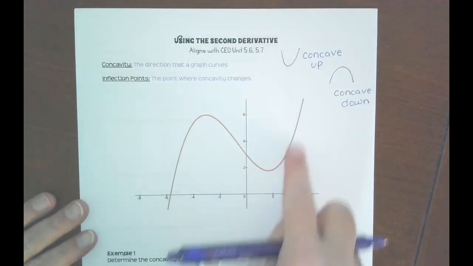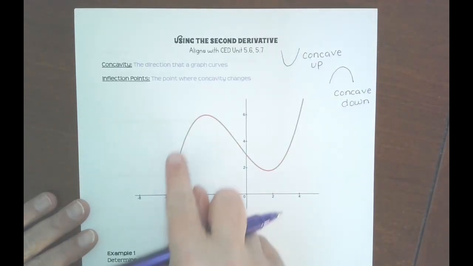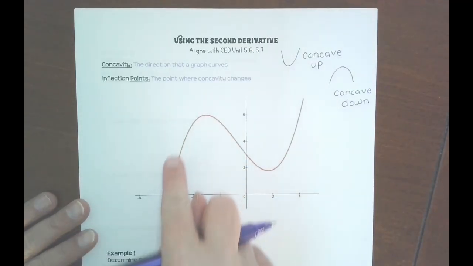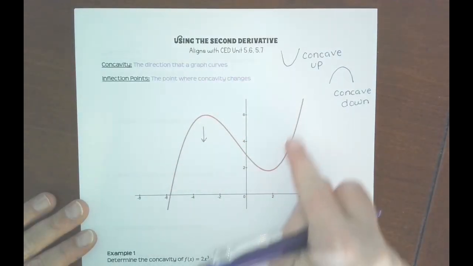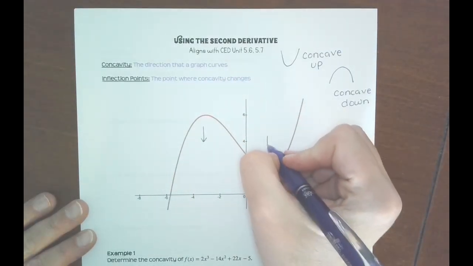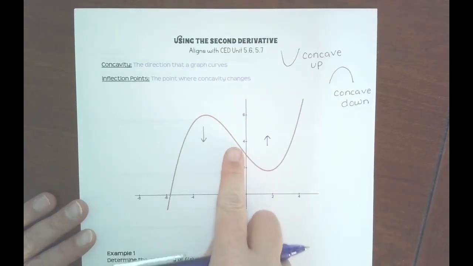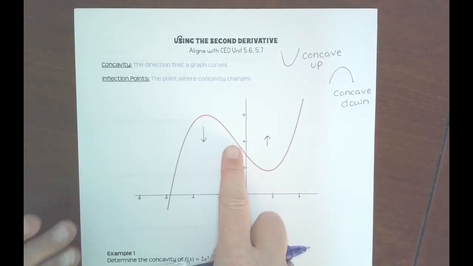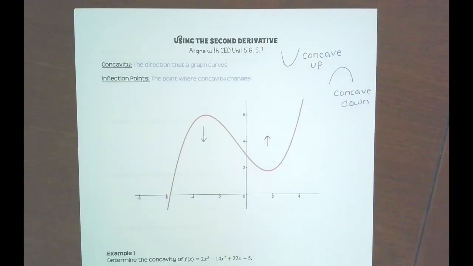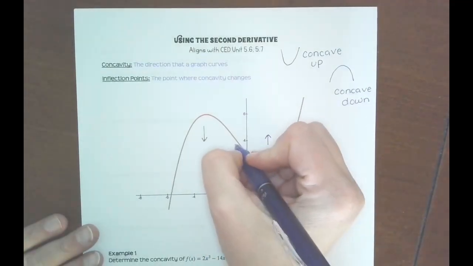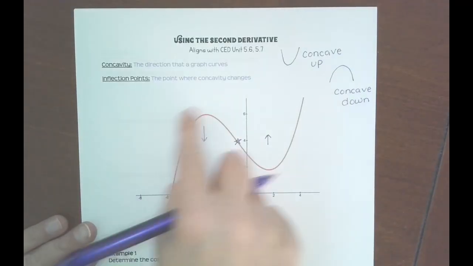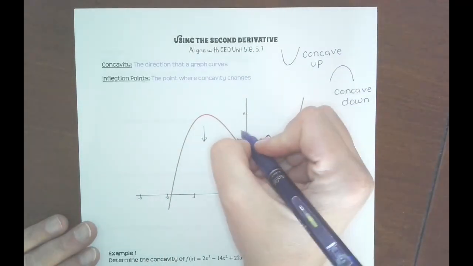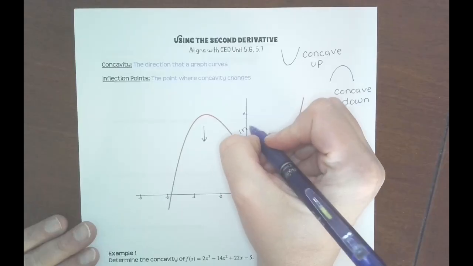Looking at this function that I've given you here, you can see that this left side of the graph has that downward curve. This is concave down, whereas this side of the graph is concave up. Somewhere in between, and you can't tell this visually, inflection points, you can't point to on a graph, you have to calculate them. But somewhere in here would be a spot where it's no longer concave down, now it's switching to concave up. That's your inflection point.